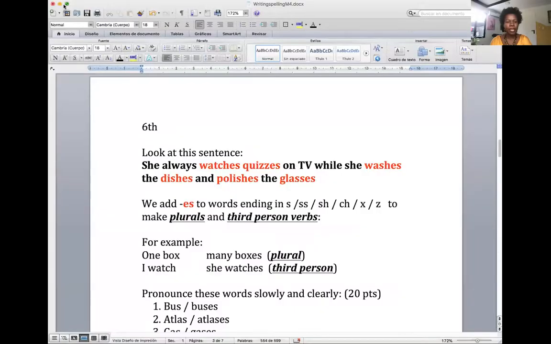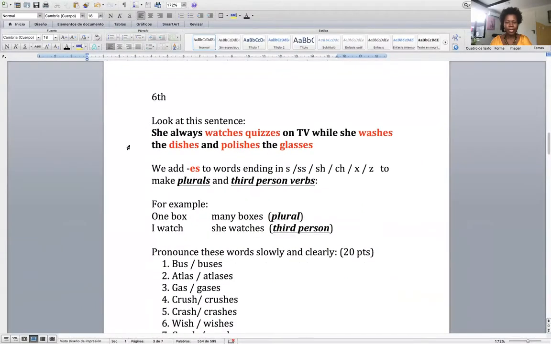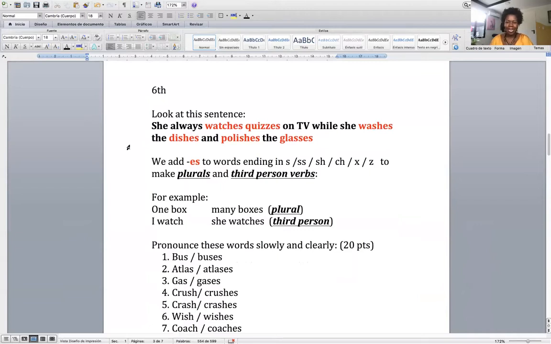Great. So let me share my screen with you, and we're gonna get right into our work for today. Now, if you look at your screen, you're going to see the sentence. I'm going to read the sentence to you. She always watches quizzes on TV while she washes the dishes and polishes the glasses. She always watches quizzes on TV while she washes the dishes and polishes the glasses.